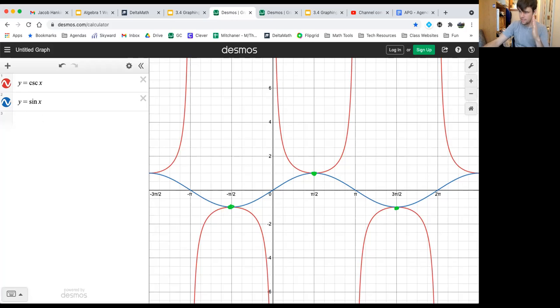You can also see that at these midline values, at every single midline value, that's where a vertical asymptote is happening. You can watch as the cosecant graph is approaching that asymptote.